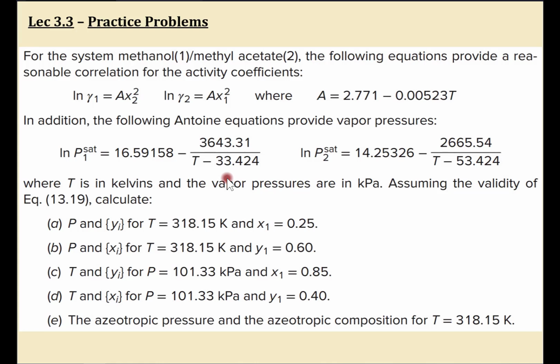So last class we started with this problem and we stopped at D. So the last part here is to find the isotrope pressure and isotrope composition for the temperature of 318.15 Kelvin. In this case, we have a mixture of methanol and methyl acetate. As we said before, methanol is the more volatile. We have the equations for the activity coefficient, and we have A, which is part of the activity coefficient equation, and we have these two equations which basically follow Antoine's equation to define Psat.